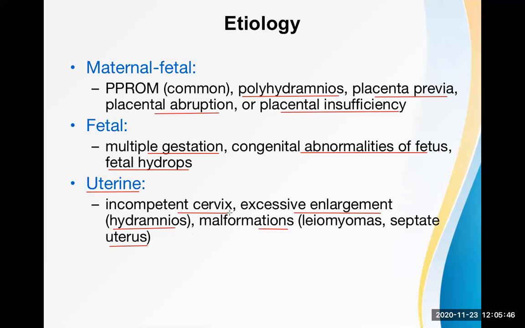Incompetent cervix means the cervix is quite lax, it's not closing. It is remaining in the open state, so the baby can easily descend downward. So that is the meaning of incompetent cervix, one of the common causes of preterm delivery, as well as abortion. Excessive enlargement caused by a lot of amniotic fluid can again start the uterine contraction. Leiomyoma and septate uterus, there is not enough space in the uterine cavity, which may result in preterm labor.